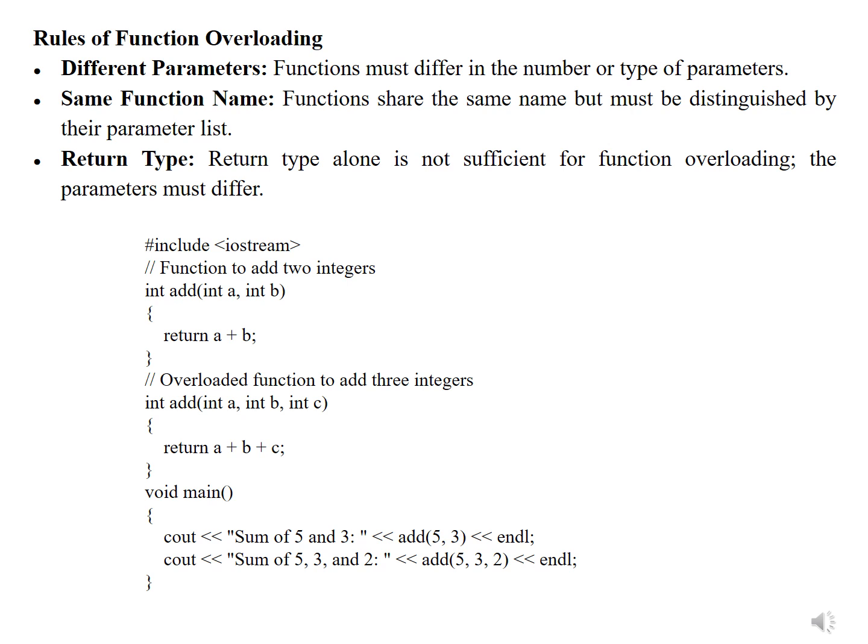Cout sum of 5 and 3, add 5 comma 3. That runs the first program, the first function. Again you output cout sum of 5 comma 3 and 2, add 5 comma 3 comma 2, end line, and close the main function. This second add has 3 parameters, so it automatically runs the overloaded function of add.